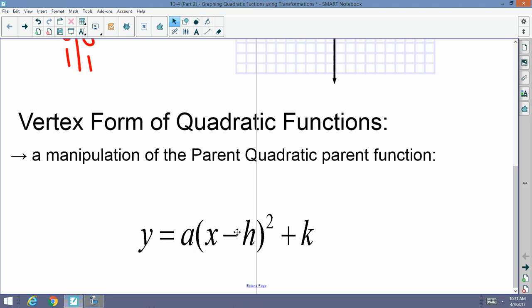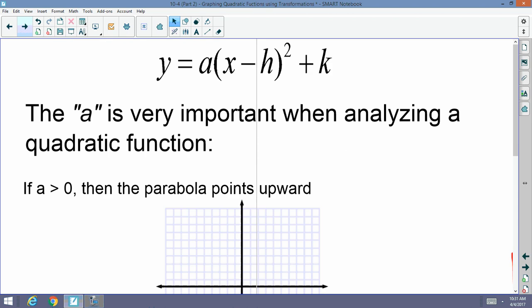So right now I'm going to go through a series of just simply explaining what the a, the h, and the k do, and how they affect quadratic functions. Are you guys ready? Awesome. Okay. So y equals a times x minus h, squared, plus k. The a is very important when analyzing a quadratic function.